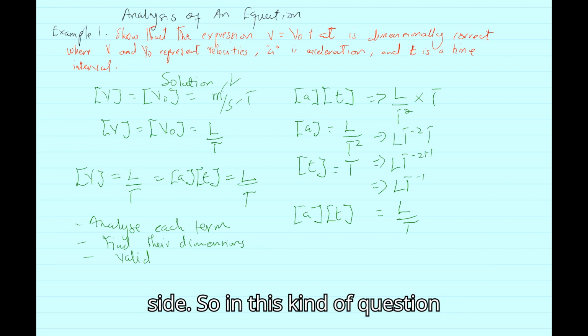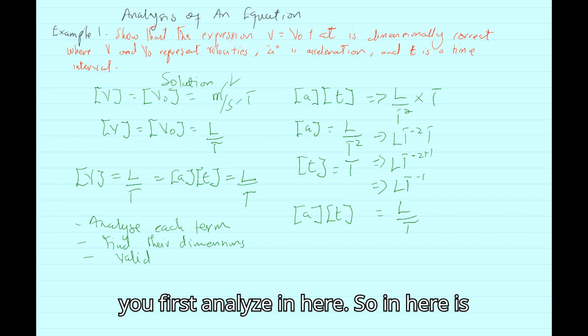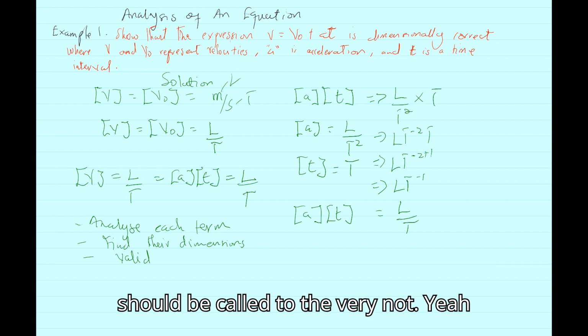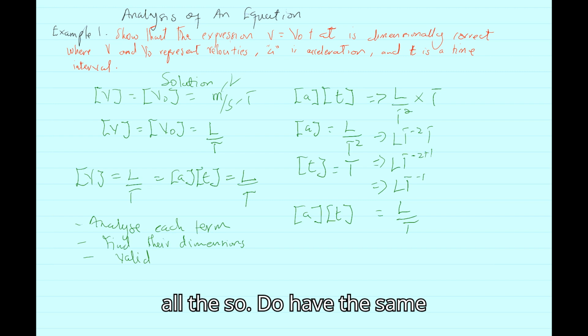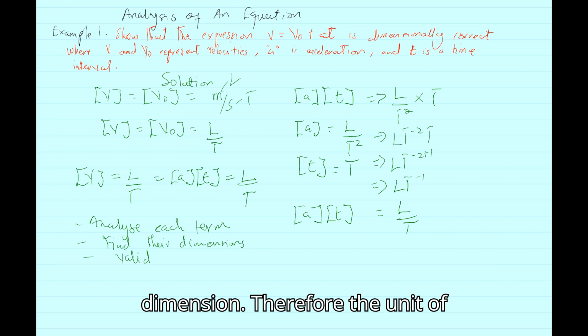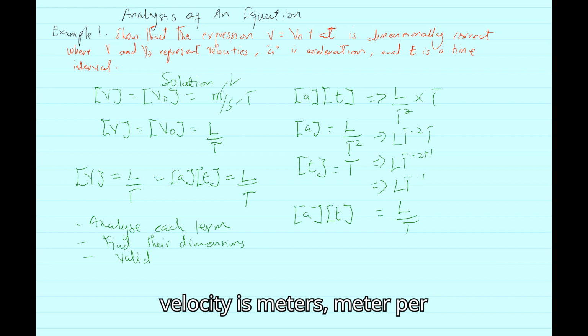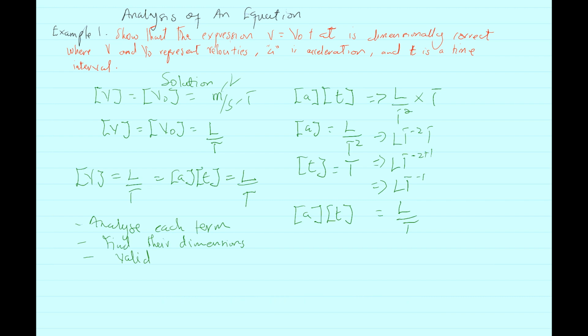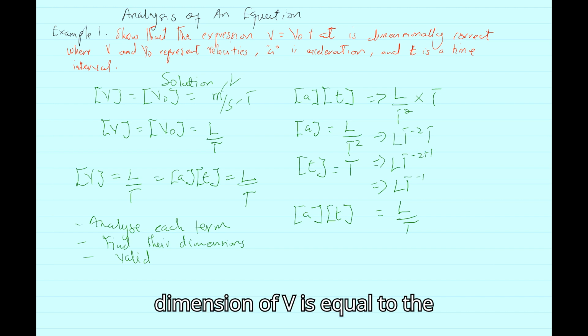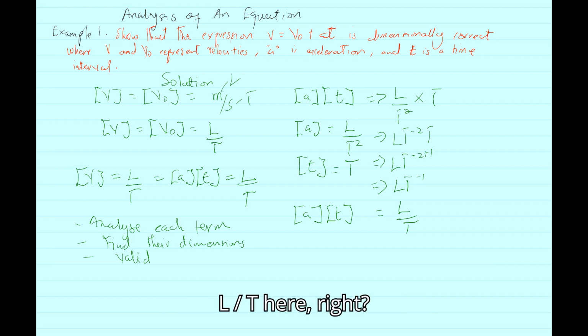So in this kind of question, we will first analyze v here. So v here should be equal to the v naught. They are all velocities, so they will have the same dimension. Therefore, the unit of velocity is meter per second. We use length to represent meters or distances, so m is represented with L, and second with time, which is capital T. So the dimension of v is equal to the dimension of v naught, equal to L over T, right?